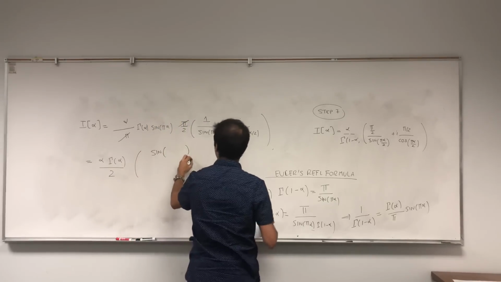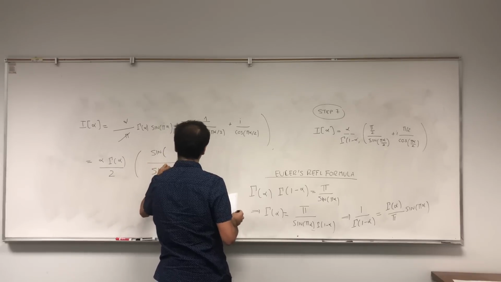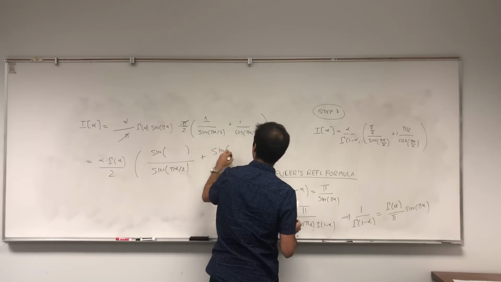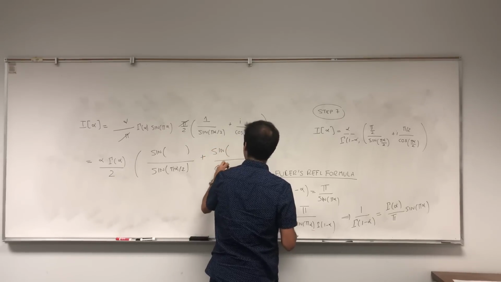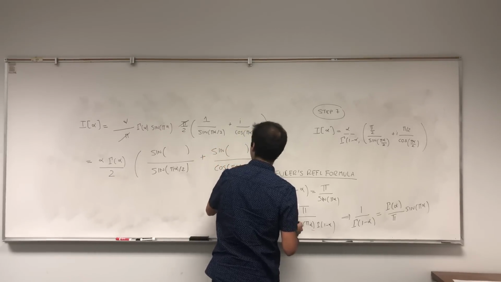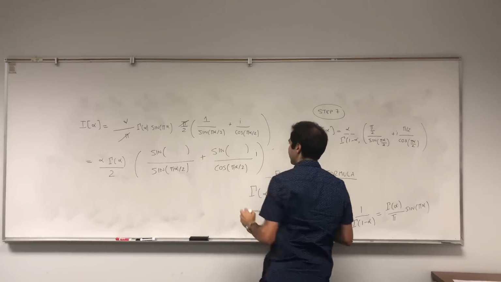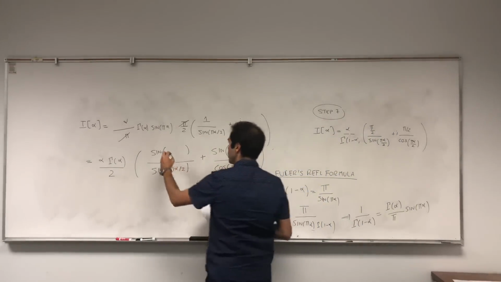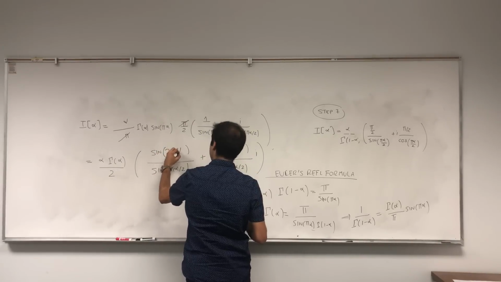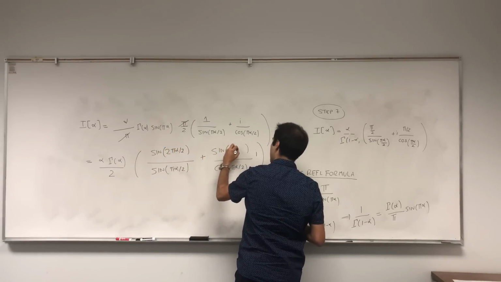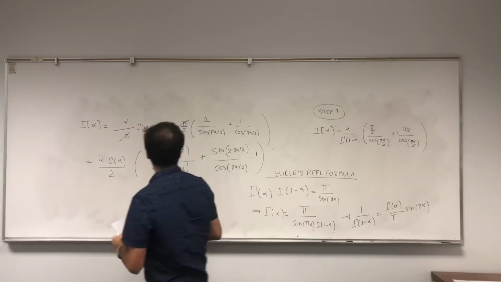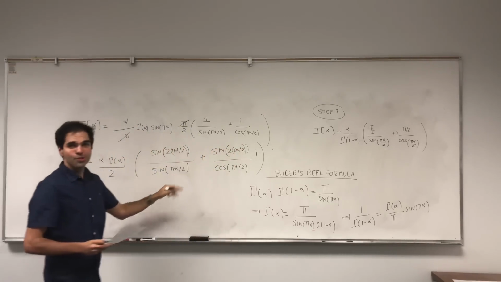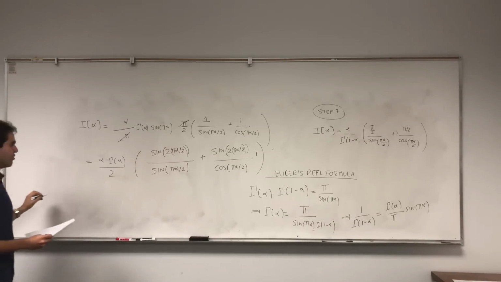Distribute sine of pi alpha everywhere. Over 2 plus, again, sine of pi alpha over cosine of pi alpha over 2. And then I. And here's a cool observation. Pi alpha, it's 2 times pi alpha over 2. And here comes the most beautiful thing of this video. Now we can use the double angle identity for sine.